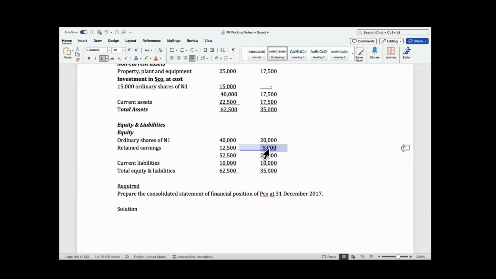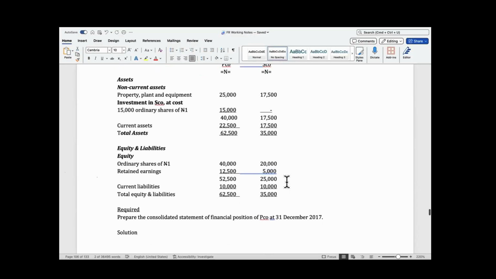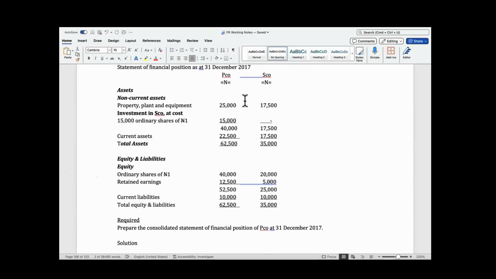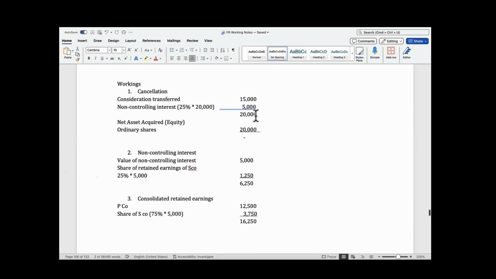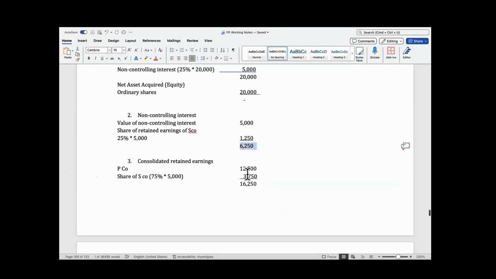This 5,000 is profits that was made by ESCO after acquisition because we acquired ESCO since incorporation. This profit belongs to all the owners, PICO and NCI. So NCI would get its share, so that the value of NCI is 6,250, which is 5,000 plus this.